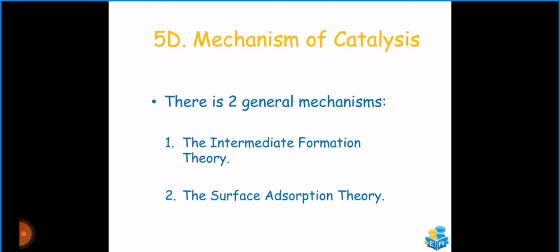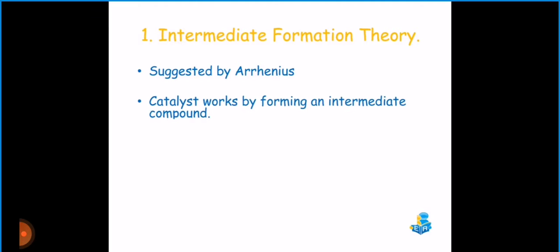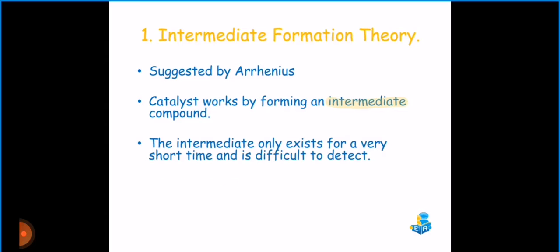The final section on catalysis that we want to explore is mechanisms of catalysis, and there's two general mechanisms that we need to know. We need to know the intermediate formation theory, and we need to know the surface adsorption theory. So let's begin with the intermediate formation theory. Now, the intermediate formation theory was suggested by Arrhenius, and he believed that catalysts worked by forming intermediate compounds during reactions, hence the name intermediate formation theory. Now, Arrhenius believed that these intermediates only existed for a very short period of time, and as a result were very difficult to detect.